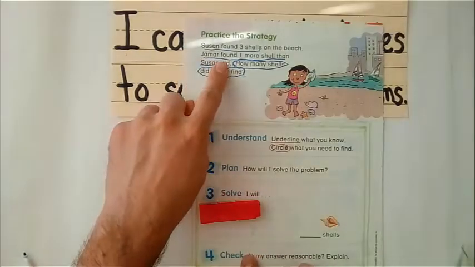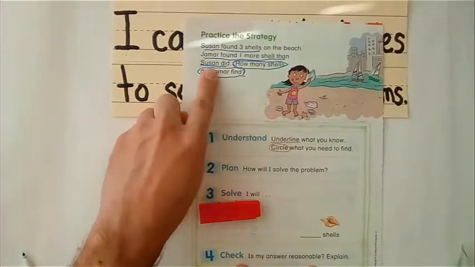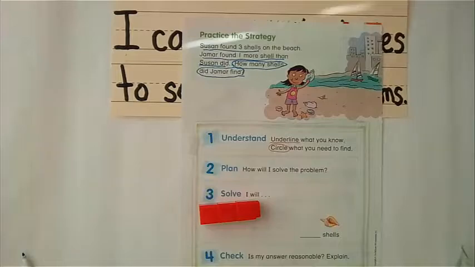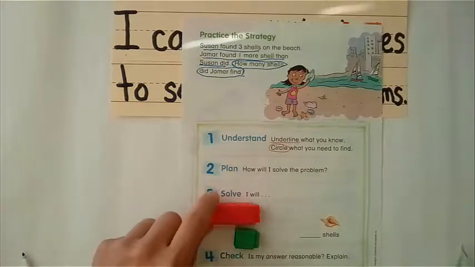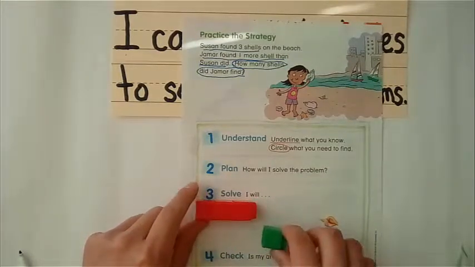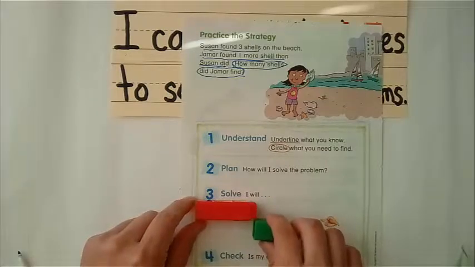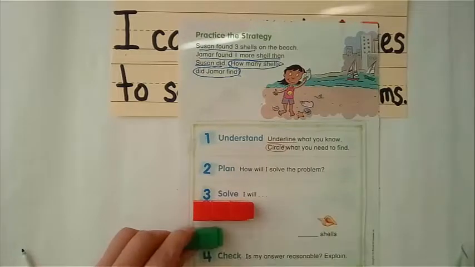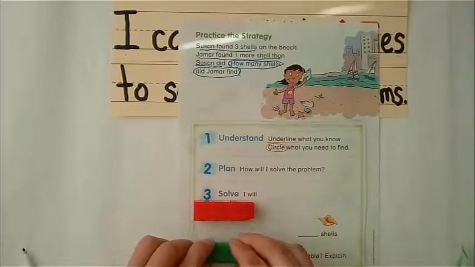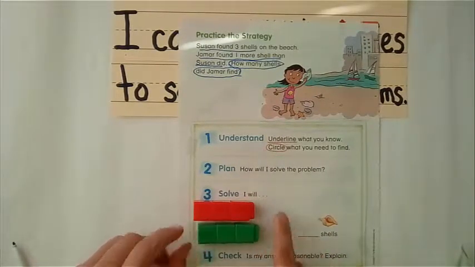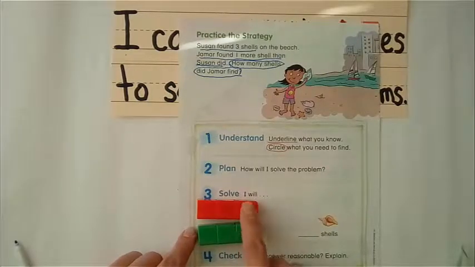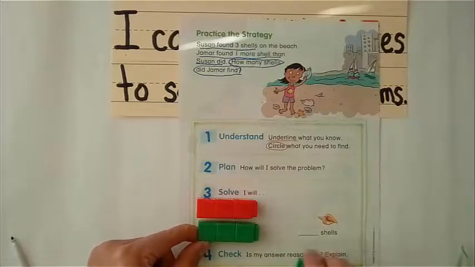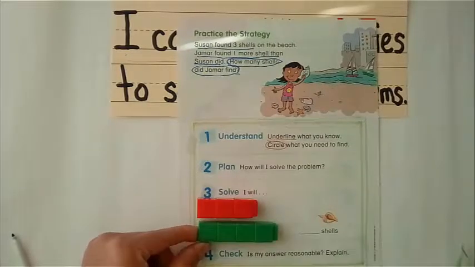Now, Jamar found one more shell than Susan did. Now, that doesn't say that Jamar found only one shell. He found one more shell. So if I make my block, it would be one more. So I need to use my blocks, and these are going to be the ones that Jamar found. Now, this one shows that they found the same amount, but I know that Jamar found more. How many more? One more. So I'm going to add one more block.